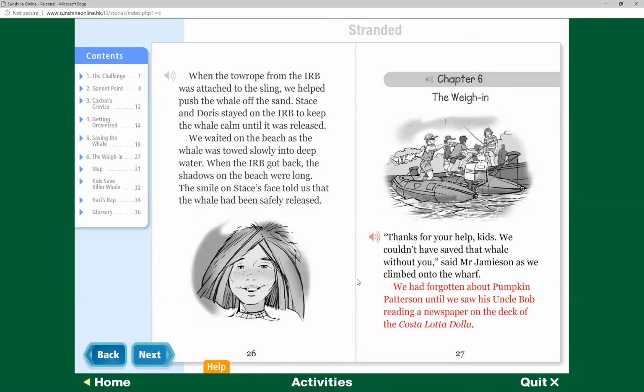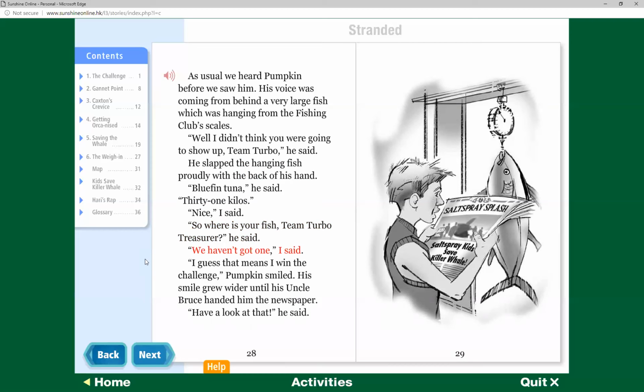"Nice," I said. "So where is your fish, Team Turbo Treasurer?" he said. "We haven't got one," I said. "I guess that means I win the challenge," Pumpkin smiled. His smile grew wider until his Uncle Bruce handed him the newspaper. "Have a look at that," he said.